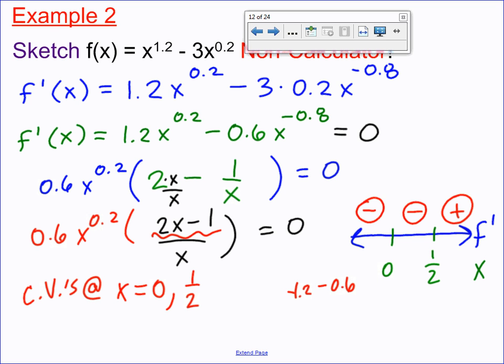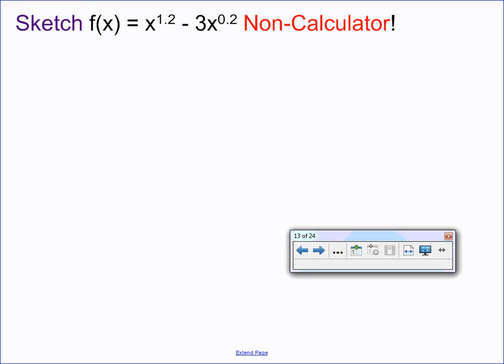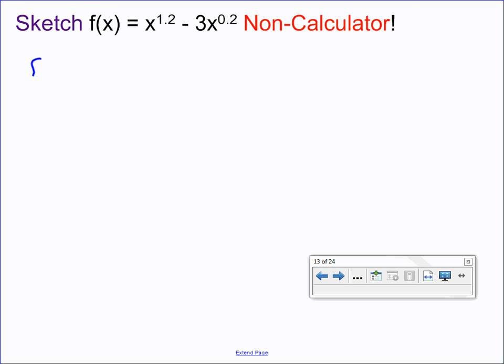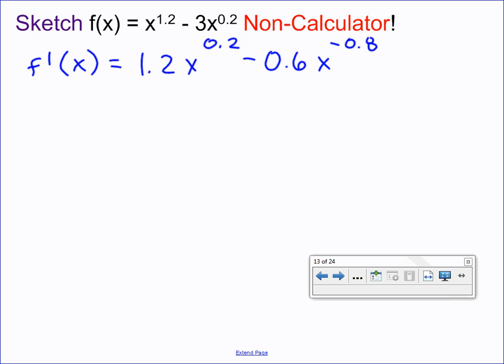So at this stage, we've determined where y is increasing or decreasing. But we still need our concavity. So let's go ahead and do y double prime. Our y double prime expression comes from the derivative of f prime. We've already seen that to be 1.2 x to the 0.2 minus 0.6 x to the negative 0.8. Let's differentiate that expression to generate f double prime so we can perform our concavity analysis.